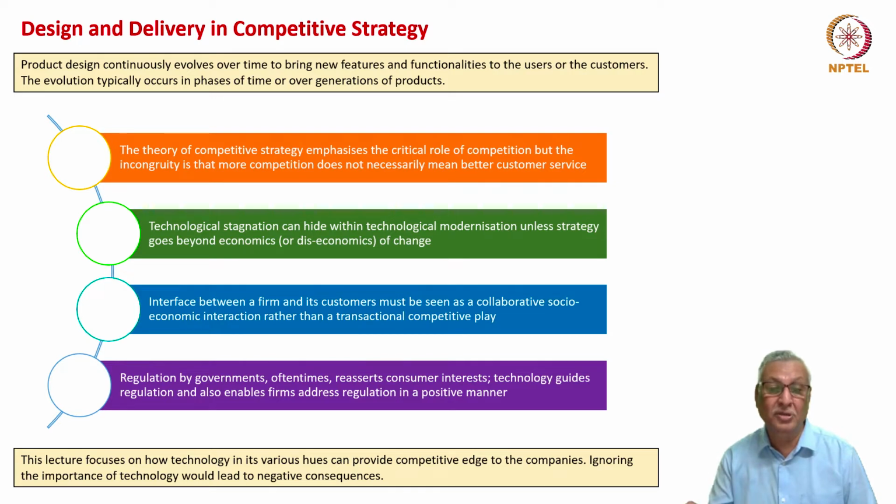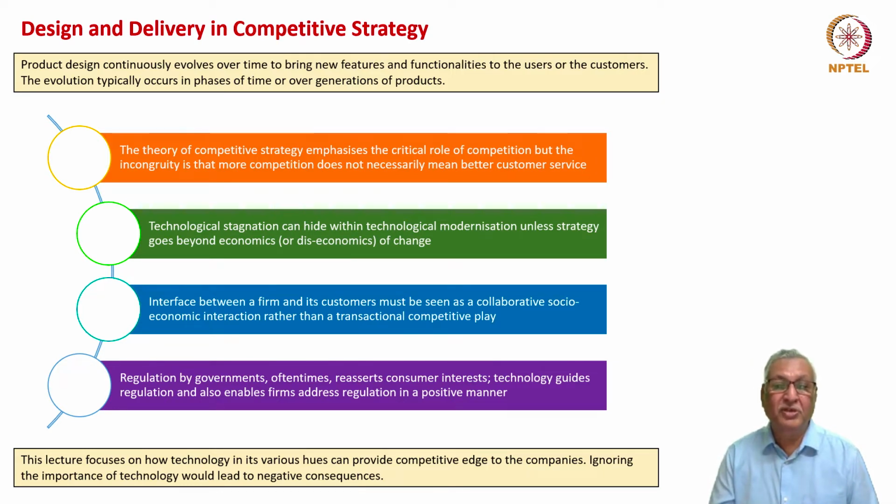We thought about and talked about fragmentation, for example, declining industry. All of these are characterized by excessive competition, but they don't provide higher level of customer satisfaction. Technological stagnation can hide within technological modernization unless strategy goes beyond economics or diseconomics of change. So change and the direction of change is an extremely important aspect of technology strategy and the consequent business strategy.